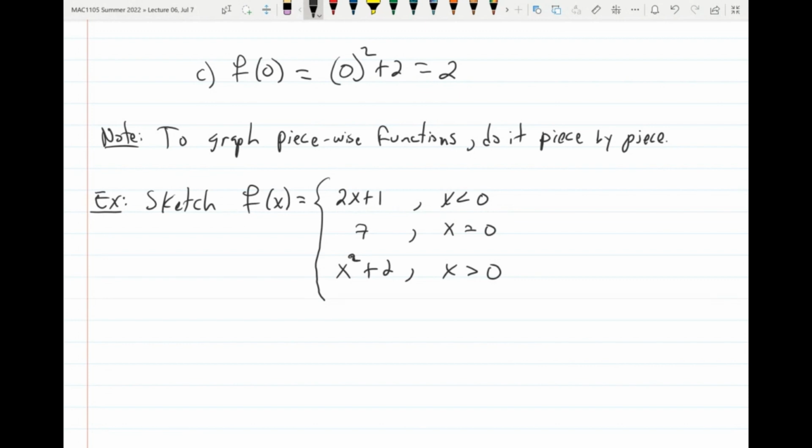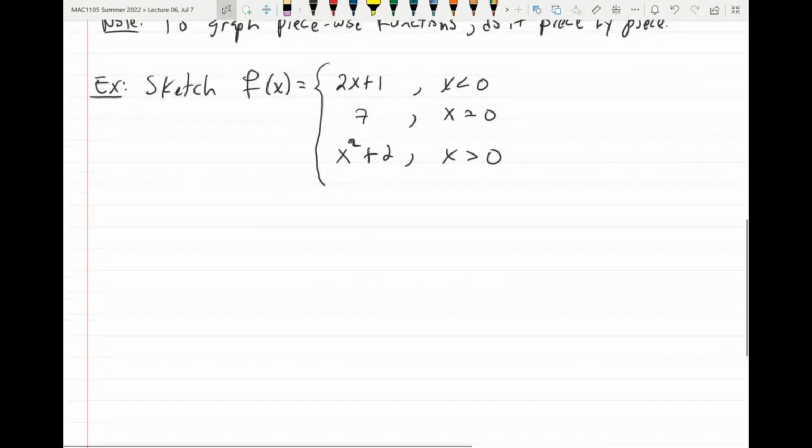Okay? It's just the piece in the middle. How does the piece in the middle look like? What is this? Yes? It's just a point. Very good. So when x is 0, you no longer look at this formula or this one. When x is 0, y is 7. So this is a point 0, 7. Okay? So let's see how the picture of this will look like.